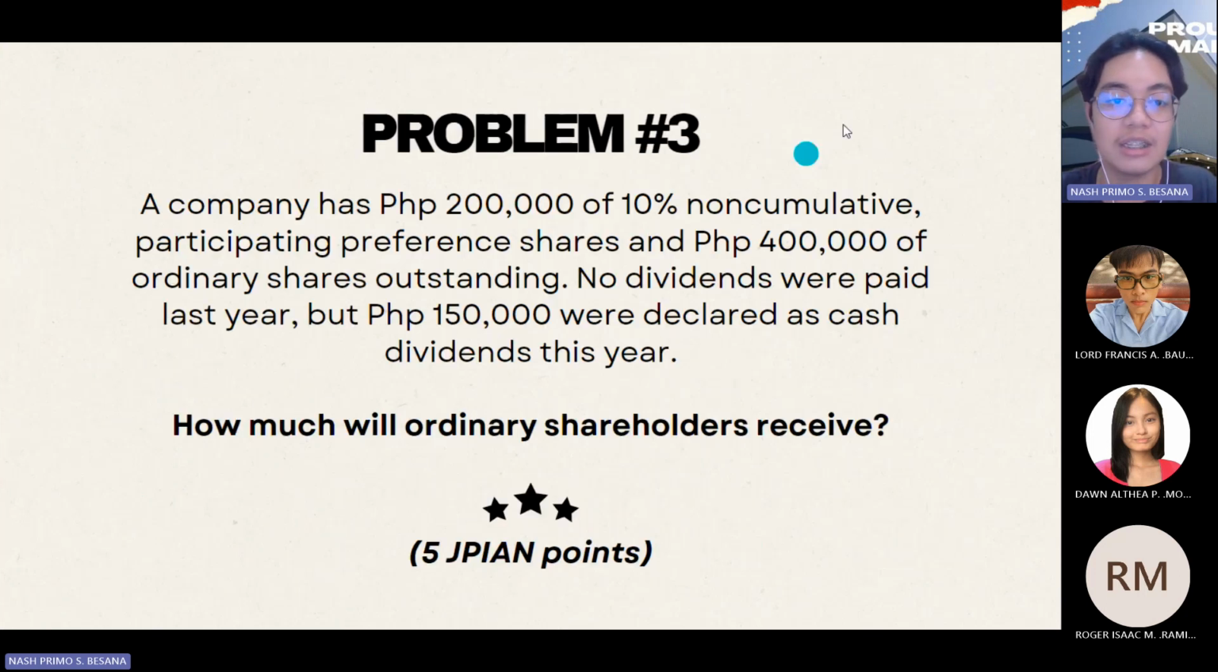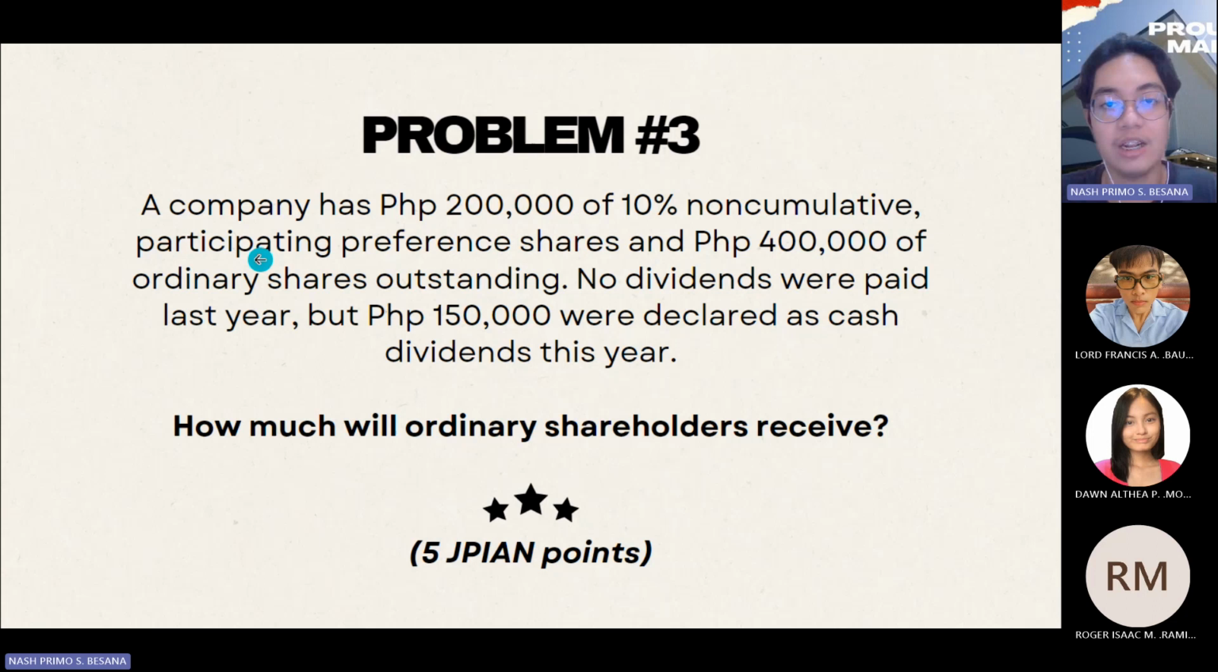It depends sa second type, yung participating, non-participating. Kapag participating, dalawa, preference and ordinary. Kapag non-participating, si preference lang. And makakompute yung current year's dividends using the dividend rate. So in this case, participating, 10% for both preference and ordinary.